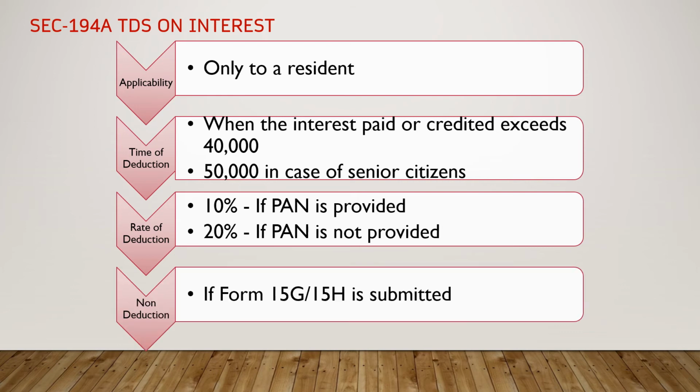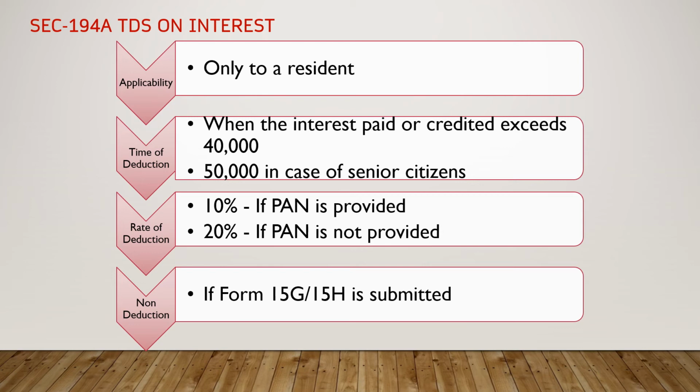Then non-deduction. In case in a particular year you know in advance that your total income is below the taxable limit, then there is no need for you to file your income tax return. But if tax is deducted on a fixed deposit, you can get it as a refund from the government only by filing your income tax return. If you feel this is a lengthy process, you could submit form 15G or 15H to your bank and request them not to deduct TDS.